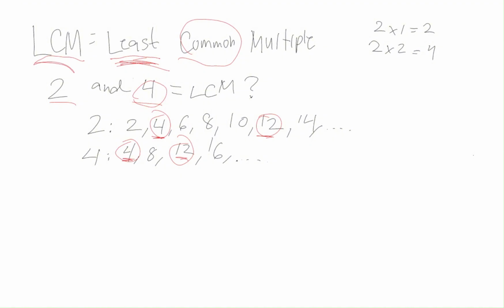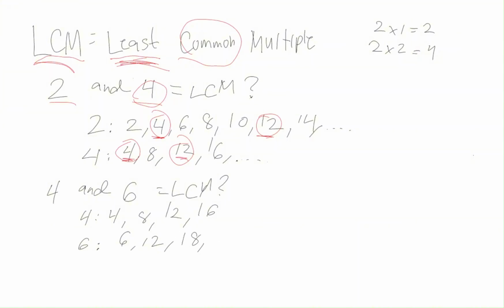Let's look at another example. We're going to look for the least common multiple of 4 and 6. Let's list down the multiples. For 4, we have 4, 8, 12, 16. For 6, that is 6, 12, 18, and we can already see that we have a 12 in our multiples, and that is already our LCM.